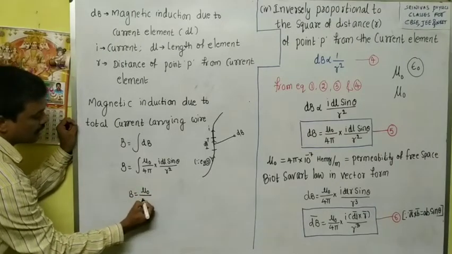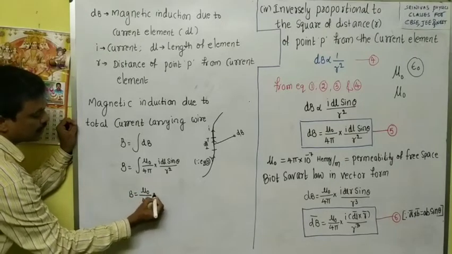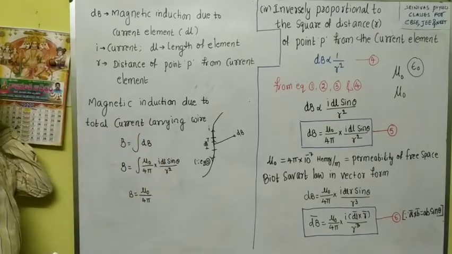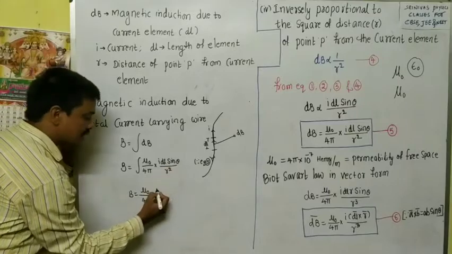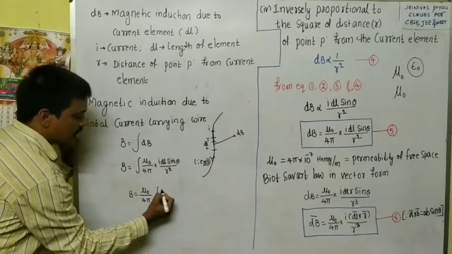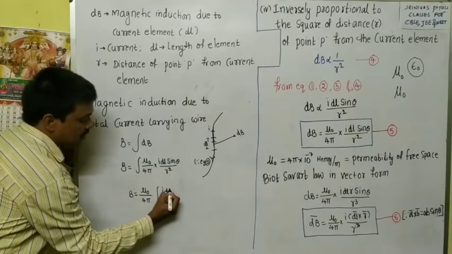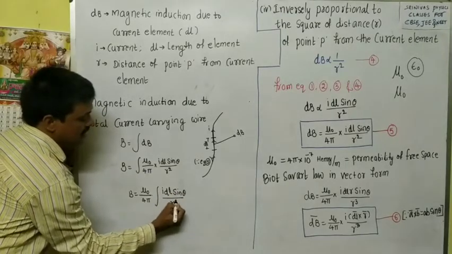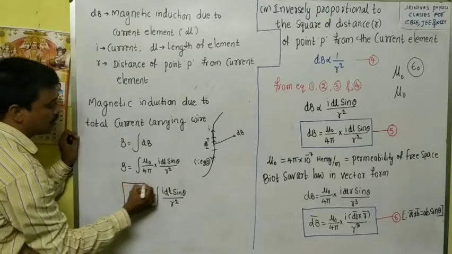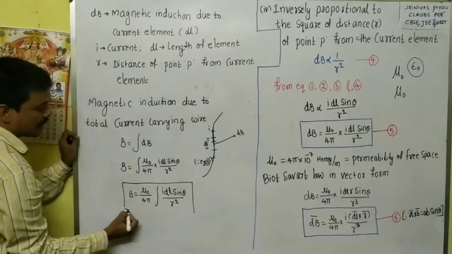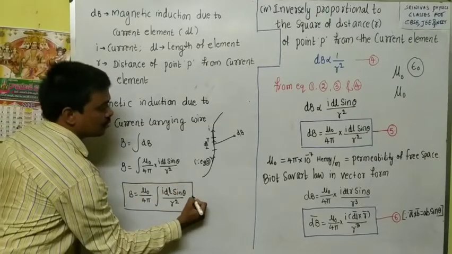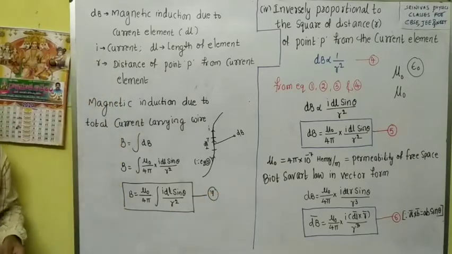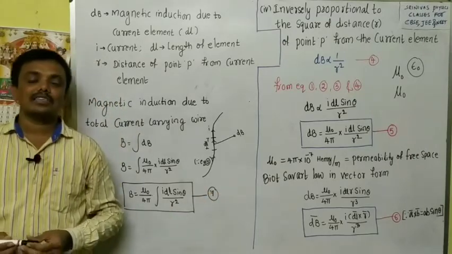Mu naught by 4 pi into, if any other constants are there, this mu naught by 4 pi is already a constant value, that we already know. If there is any other constant, then also we can write it outside, but I am not writing anything outside. Only mu naught by 4 pi I am writing outside. This is the formula to find out the total magnetic induction due to a current carrying wire. This is equation 7. This is about Biot-Savart law.